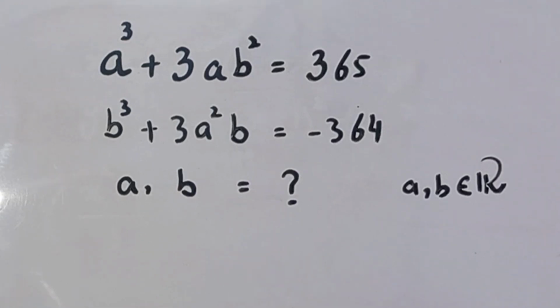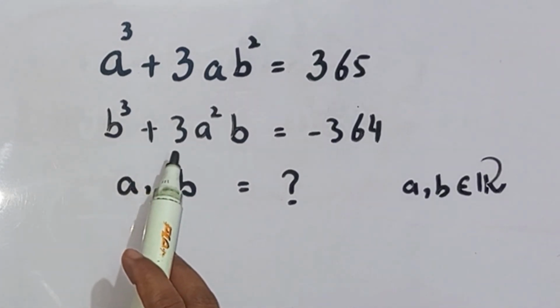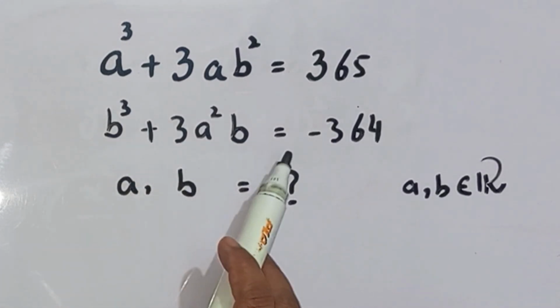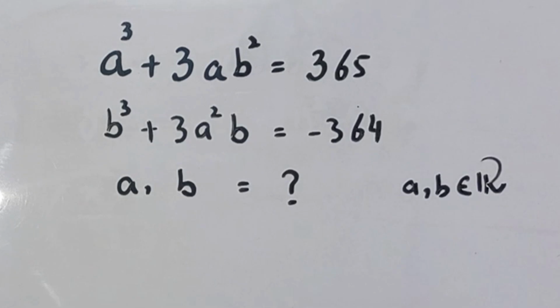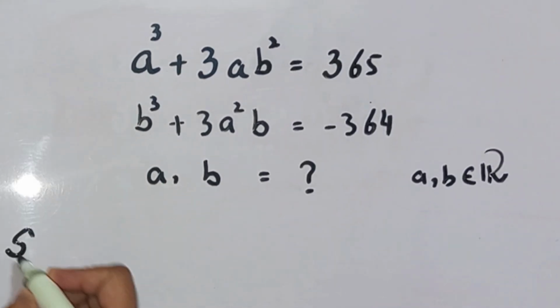In this video we are going to solve this question: a cube plus 3 times a b square is equal to 365, and the second equation is b cube plus 3 times a square b is equal to negative 364. We find the value of a and b. In our question it's given that a and b belong to the real numbers. So let's start.